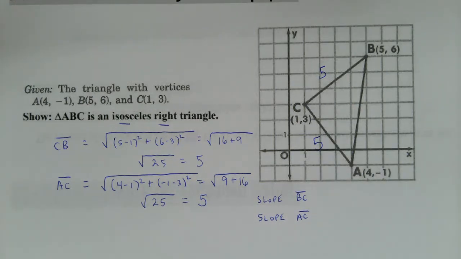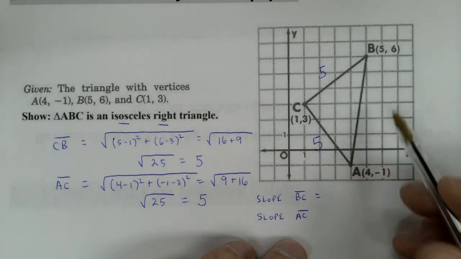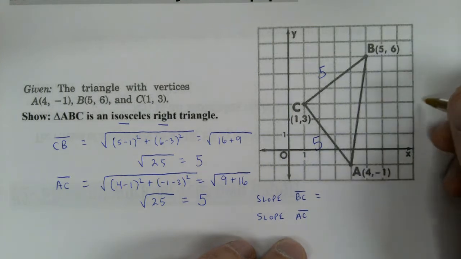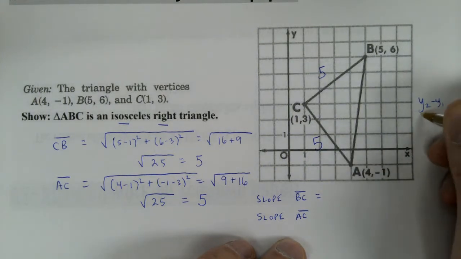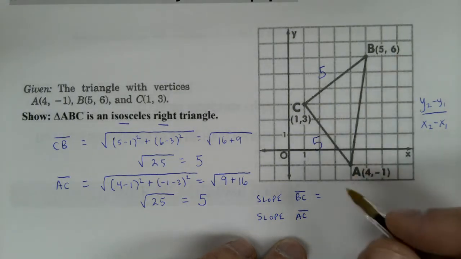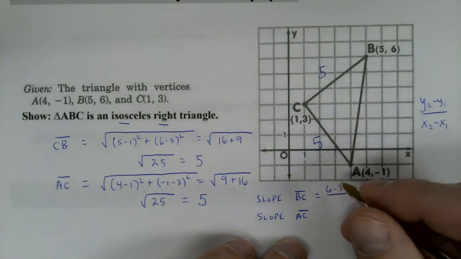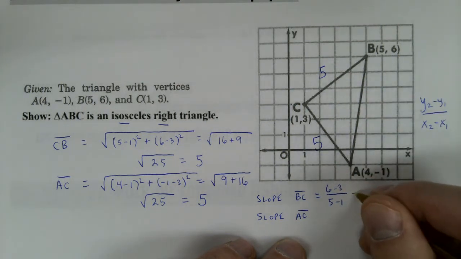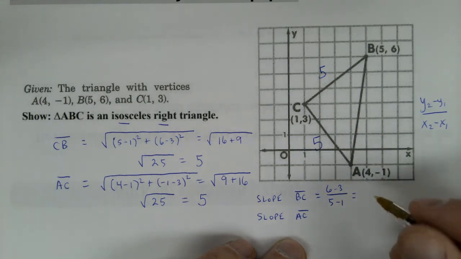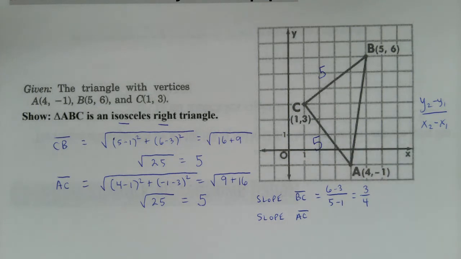Now I can do this one of 2 ways. I can do the formula. That's what I'm going to do for the first one. If I do the formula, I'm going to do y2 minus y1 over x2 minus x1. So if I do 6 minus 3 over 5 minus 1, that gives me a slope of 3 over 4.